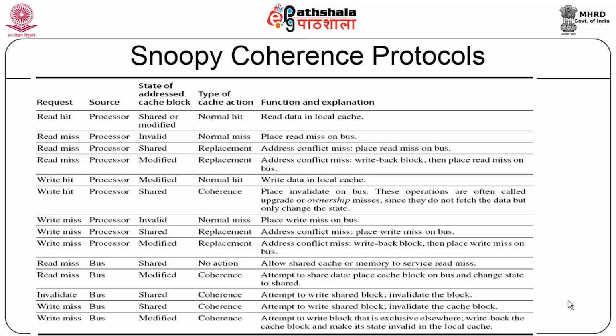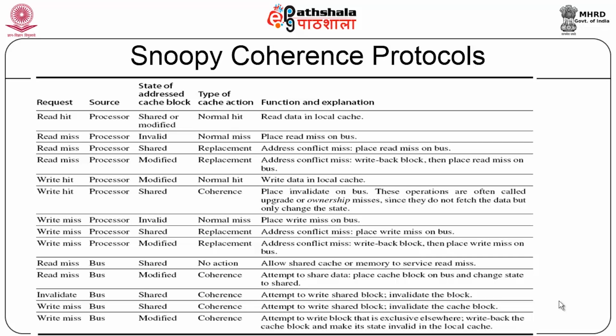If you look at the activities that happen on the bus end, when you have a read miss coming in on the bus and the status of the address cache block is shared, you do not have to perform any action because the memory is going to service your request. If there is a read miss coming in on the bus and the block is available in the modified state, it becomes a coherence miss. So, somebody is trying to take the data in a shared state and the data is already available in the modified state. So, you will have to place the cache block on the bus and change the status from modified to shared.